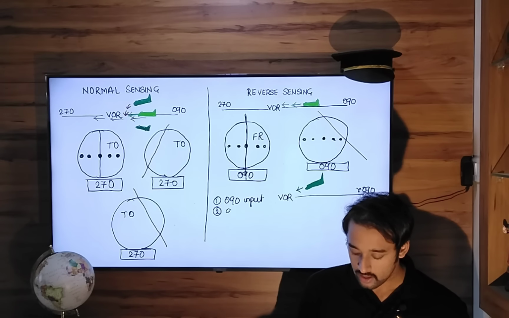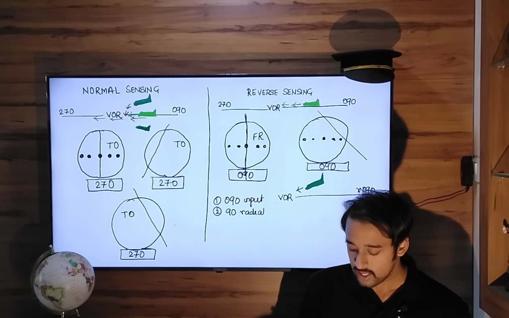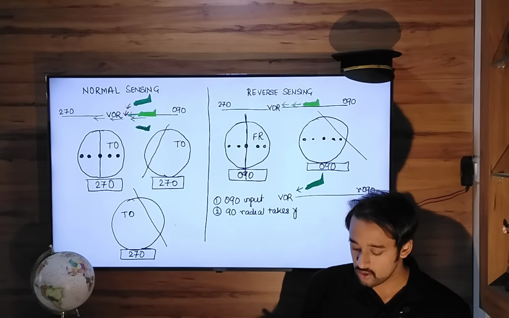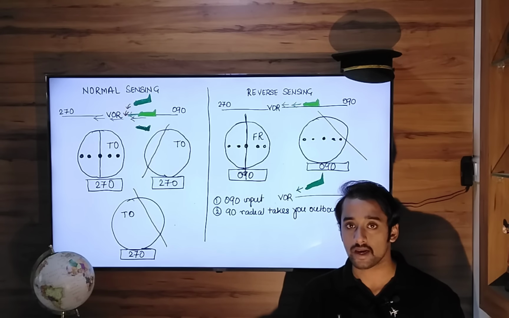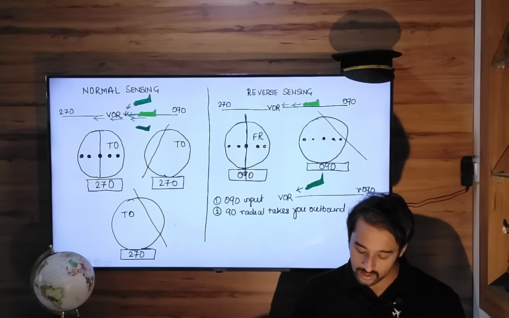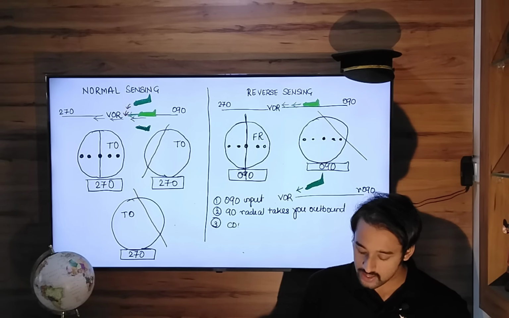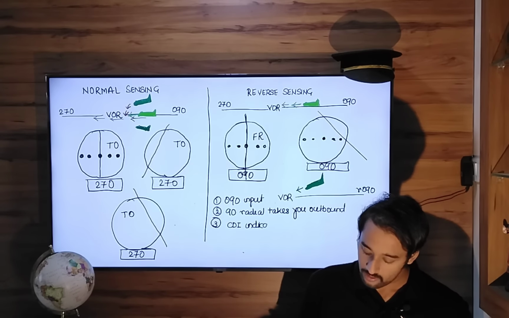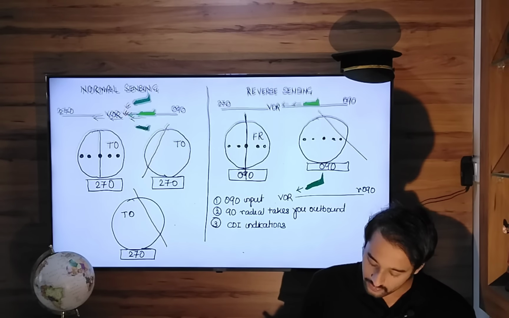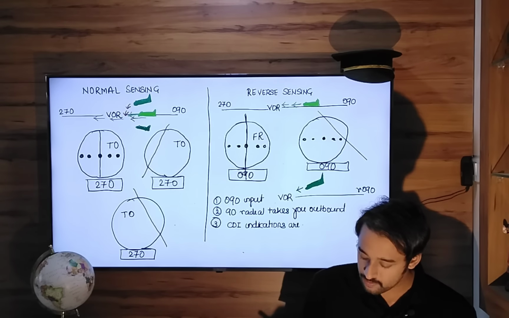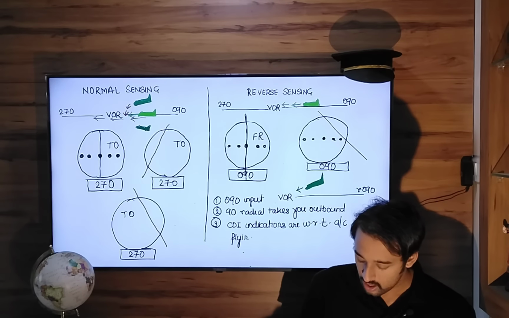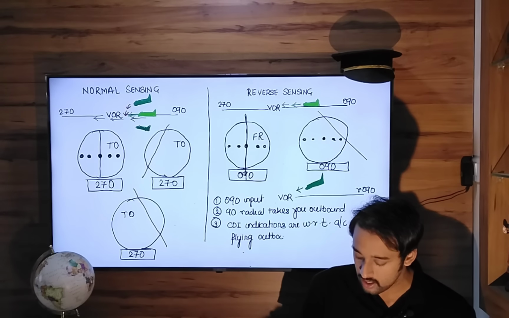090 radial takes you outbound. So the CDI indications, left indication, right indication, are with respect to your aircraft flying outbound.